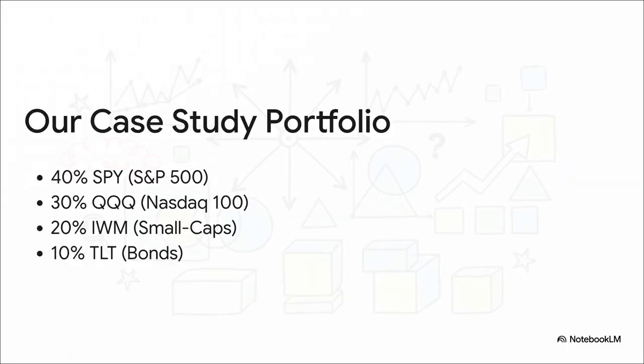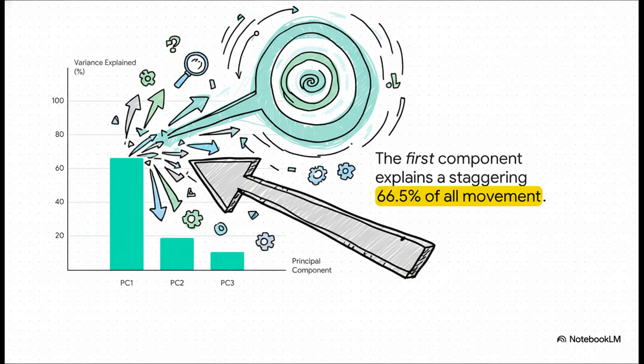Okay, here's our sample portfolio. It's got 40% in the S&P 500, 30% in the NASDAQ 100, 20% in small cap stocks, and a 10% slice for long-term government bonds. It looks pretty diversified on paper, right? We've got different stocks, different company sizes, and some bonds. But is it really? Let's run the numbers. And boom, here's our first big result. The very first principal component, which we'll call PC1, explains a whopping 66.5% of all the daily movement in this portfolio. Just let that sink in. One single hidden factor is driving 2/3 of all the volatility.